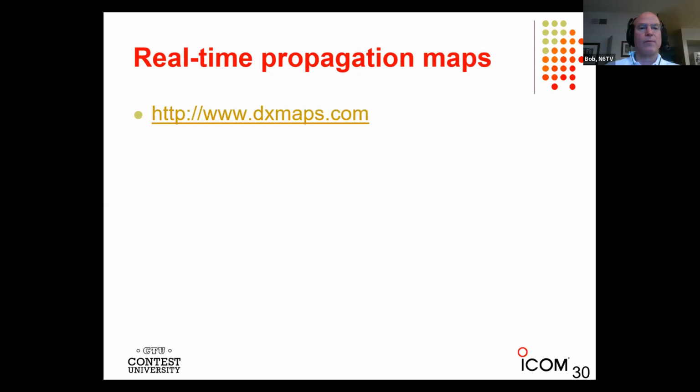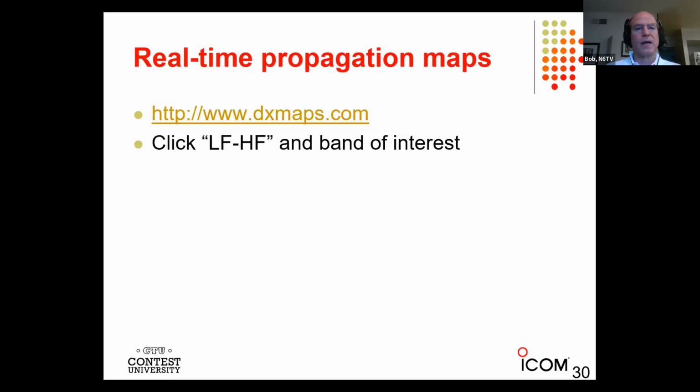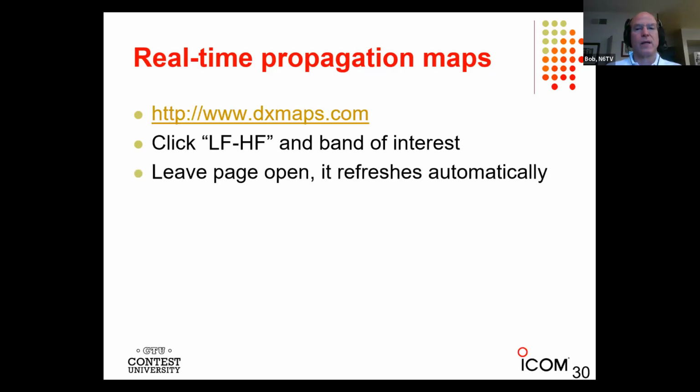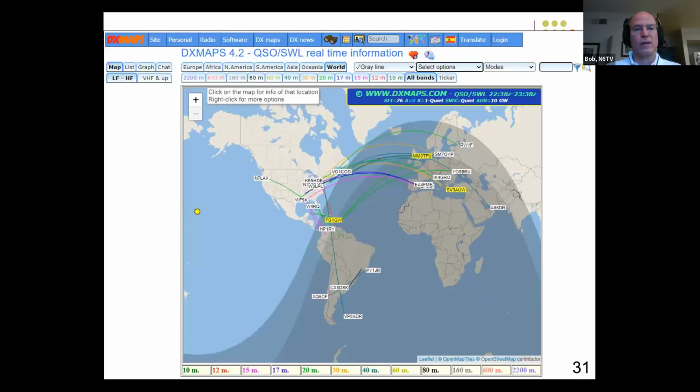There's also these real-time propagation maps. Again, Felipe's other website, dxmaps.com. There's a button I'll show you where you click the low frequency, high frequency bands because it's mainly defaulting for UHF and VHF DXers, but it does the rest. And you can leave the page open in a dedicated window on your PC, and it should refresh itself in the web browser. So here's an example of DX Maps.